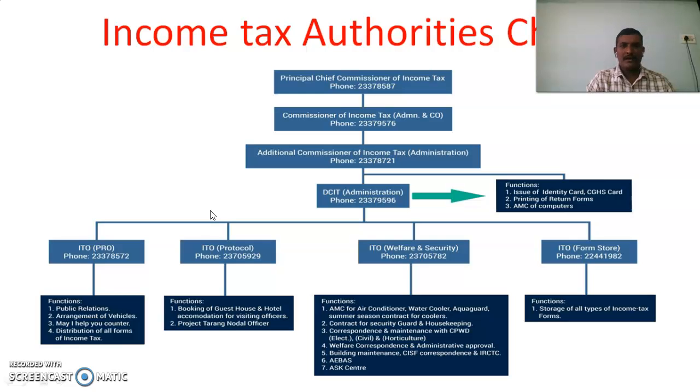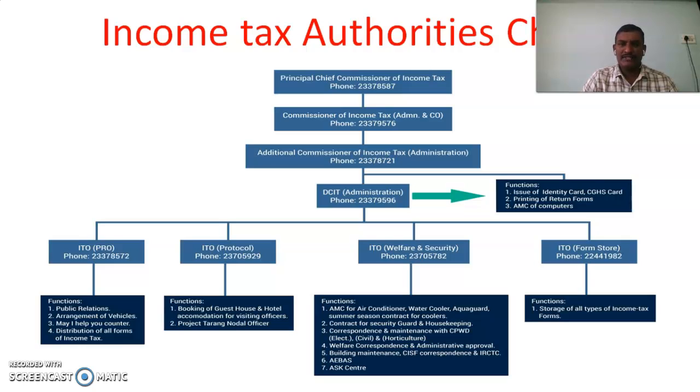Now, dear students, let me discuss the income tax authorities through a chart. At the top, there will be Principal Chief Commissioner of Income Tax, who is the topmost head of the income tax department. The chart here I have extracted is as per the Central Board of Direct Taxes. Then below the Principal Chief Commissioner of Income Tax, we have a Commissioner of Income Tax for Administration and Co. And below the Commissioner of Income Tax Administration, we have Additional Commissioner of Income Tax for Administration. And under him, we have Deputy Commissioners of Income Tax for Administration.